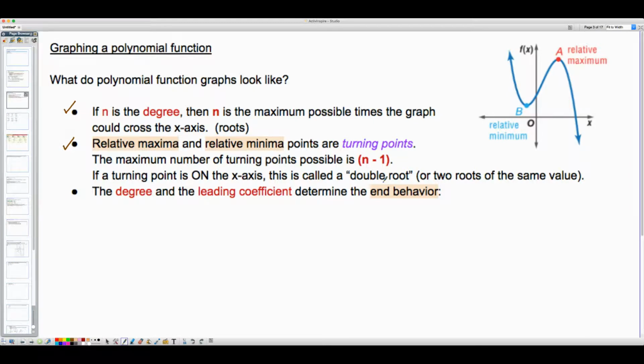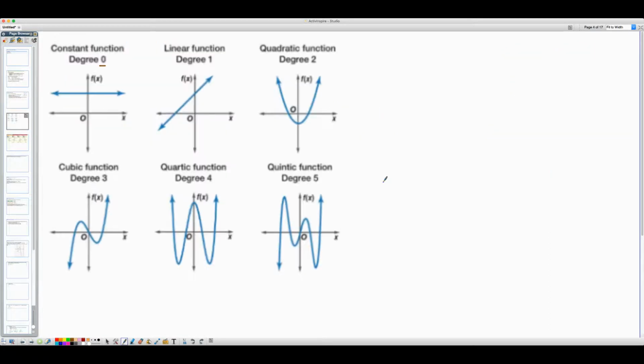And the third thing is that the degree and the leading coefficient determine what the end behavior is. And let's talk about that end behavior. But first, notice how we have a constant degree of 0. It's going to be a flat line that is horizontal. If it's a degree of 1, it's going to be a line, so it could be going up or down. If it's a degree of 2, it's going to be a parabola. This is like your x squared. A degree of 3 is a cubic equation, then a quartic equation, a quintic equation. And notice how these all start where they start from.